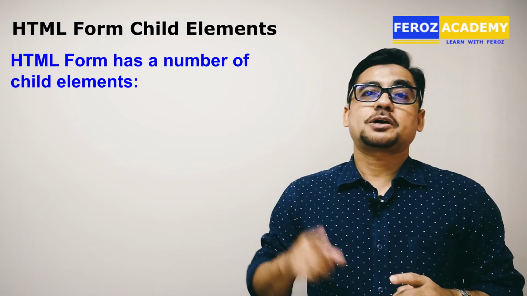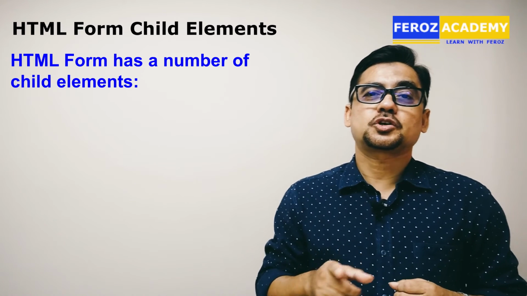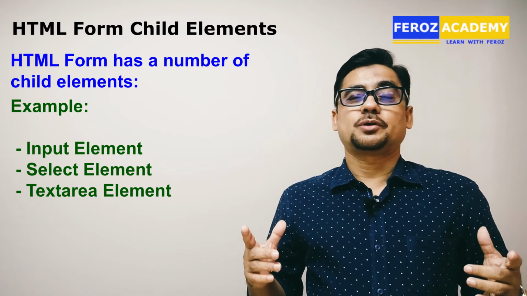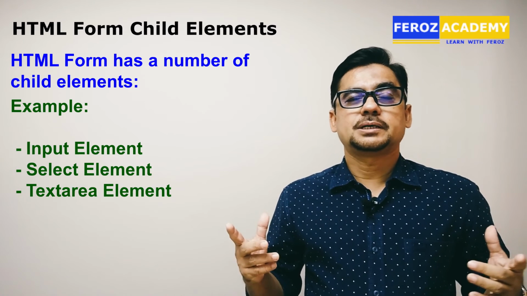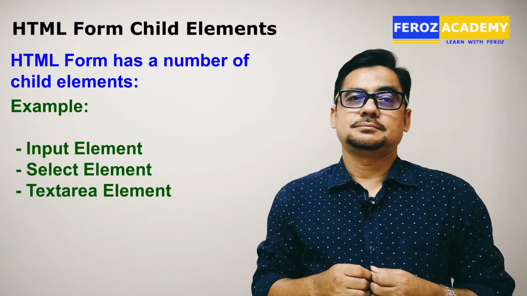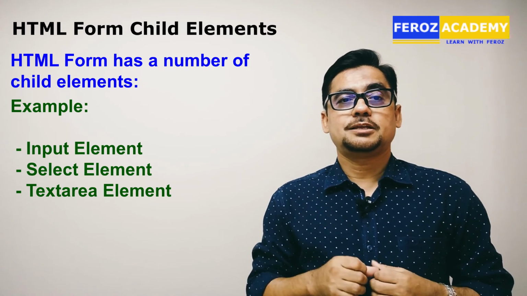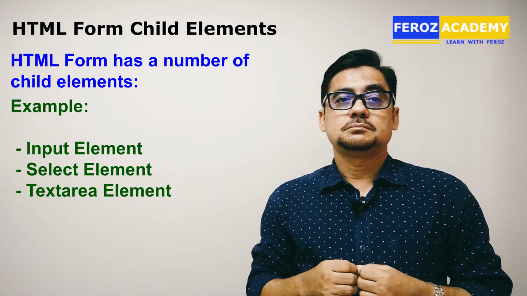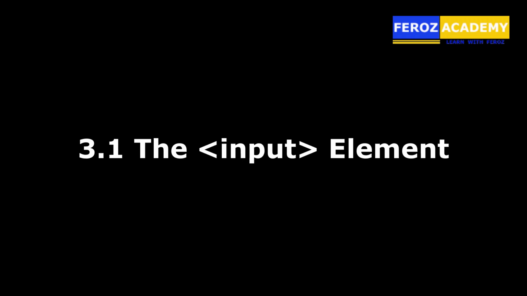HTML form has a number of child elements. These child elements are used to construct the body of an HTML form depending on what kind of form you are creating. For example, to create a login form, you probably need an input box and a submit button. However, to create a registration form, you will probably need almost all child elements such as the input element, select element, option element, text element, and so on. Let's learn how to use each of these form elements to create a complete HTML form.